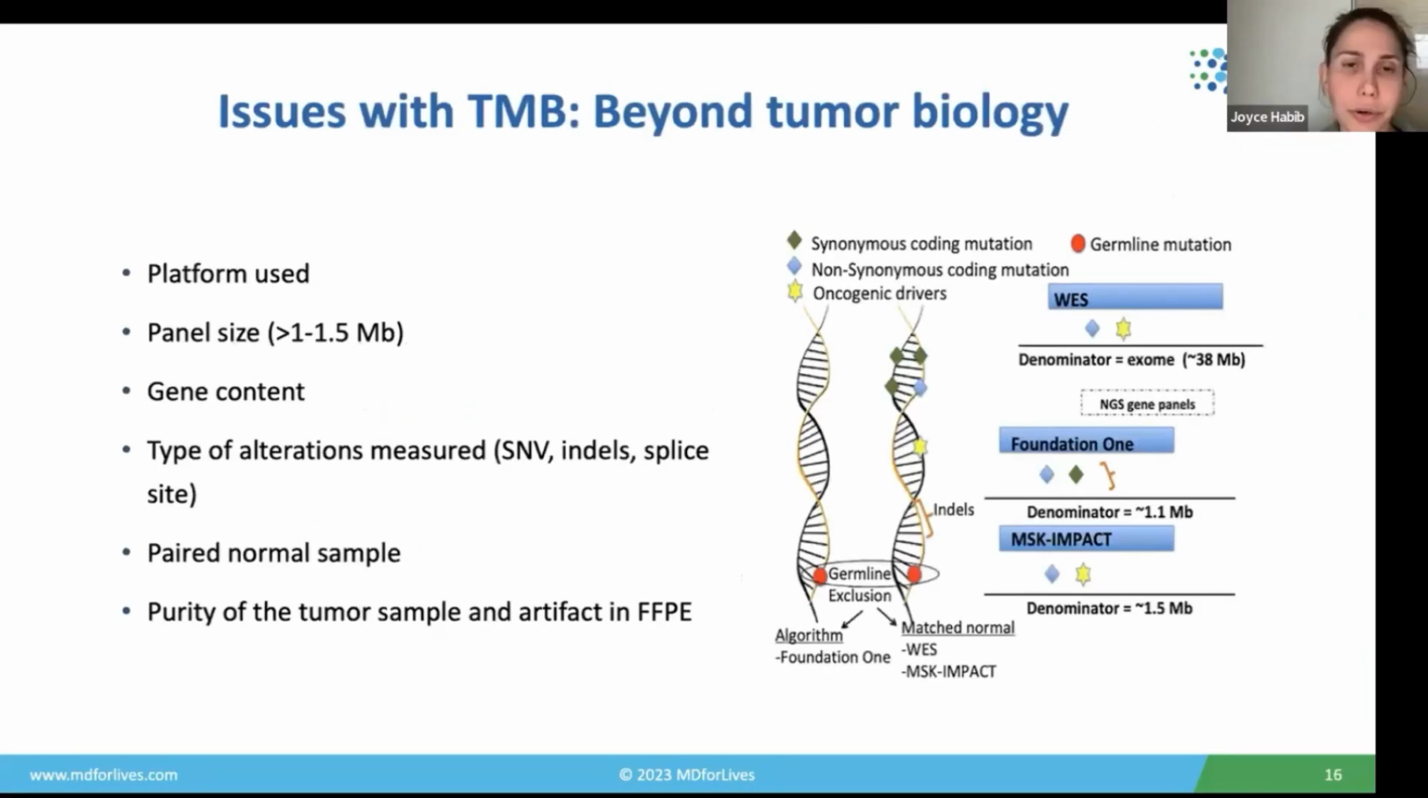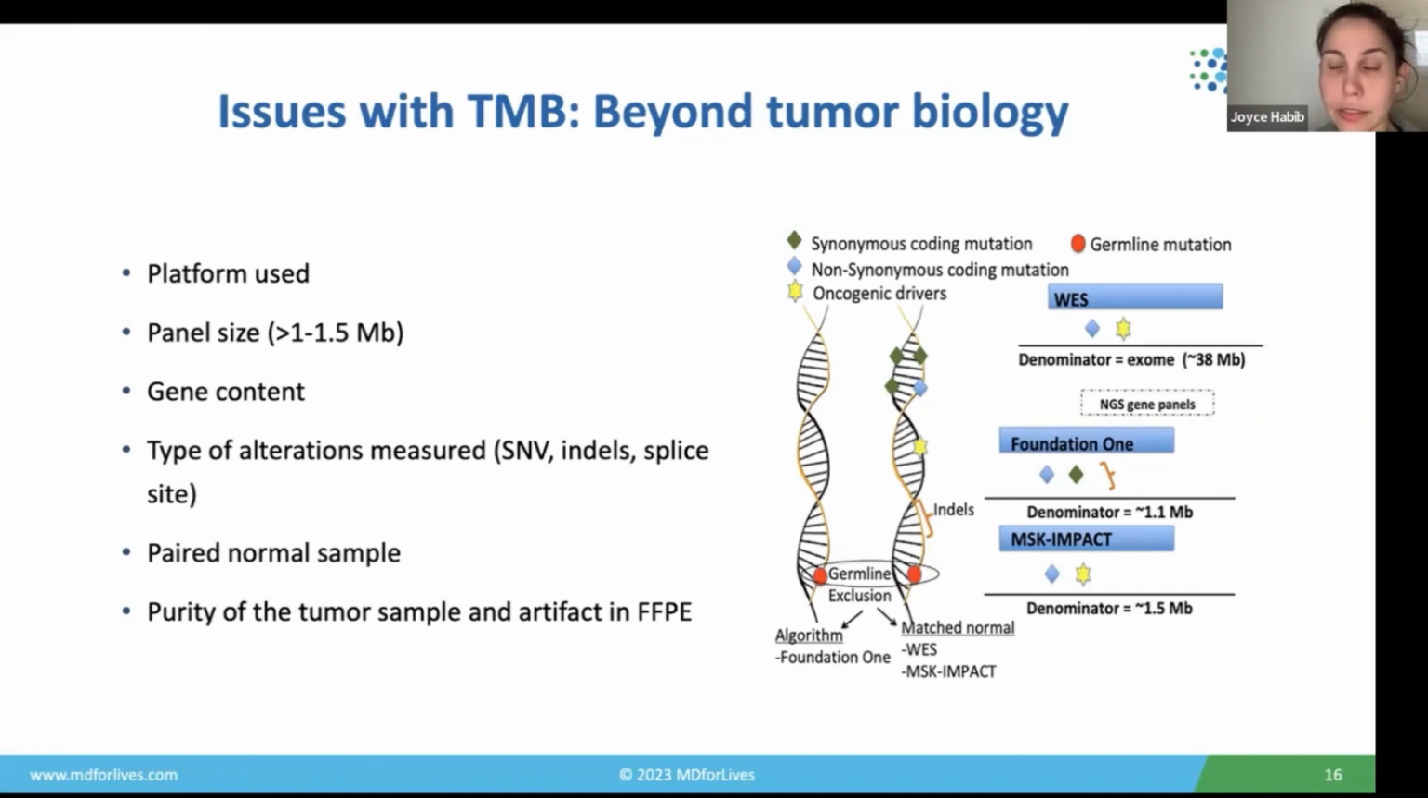And beyond the cutoff, there are various issues with selection of TMB as a biomarker. One, the platform used. We know we use whole exome sequencing as the gold standard, but for clinical purposes, we use targeted NGS panels. And these panels vary. There's variation from platform to platform used. The panel size has to be at least 1 to 1.5 megabase to be able to call out TMB.